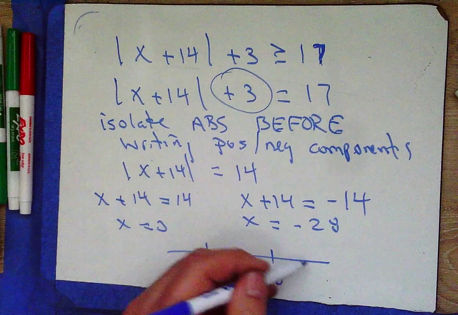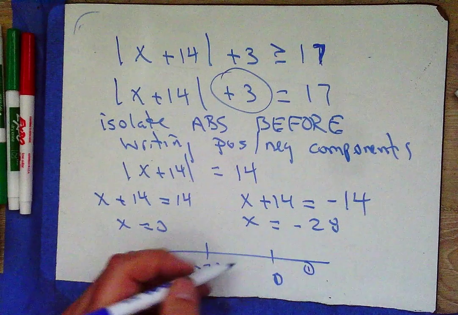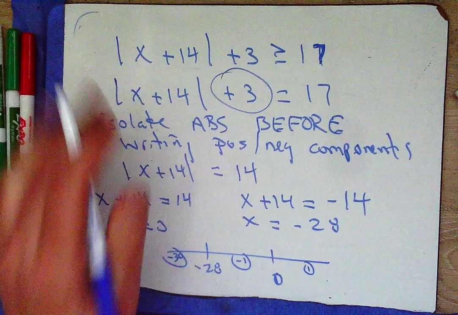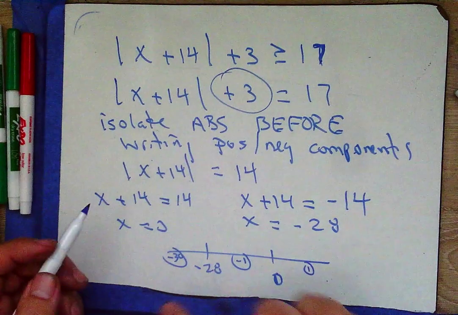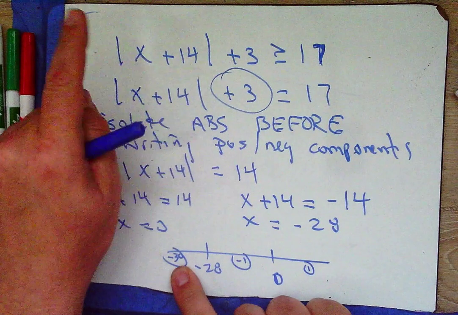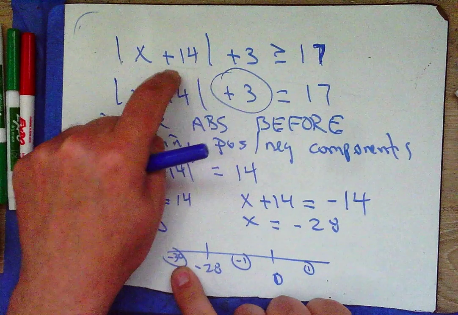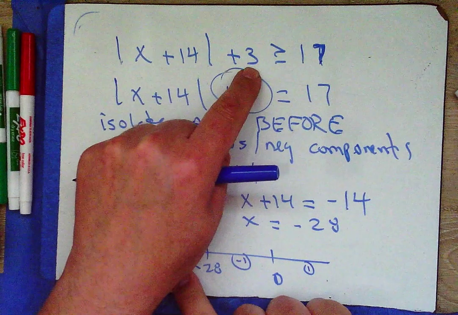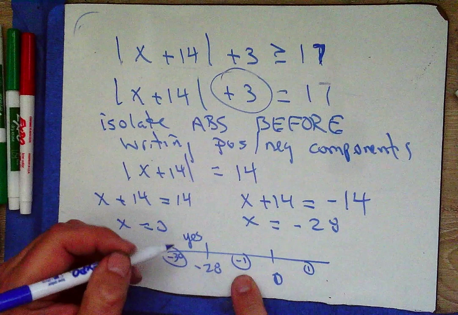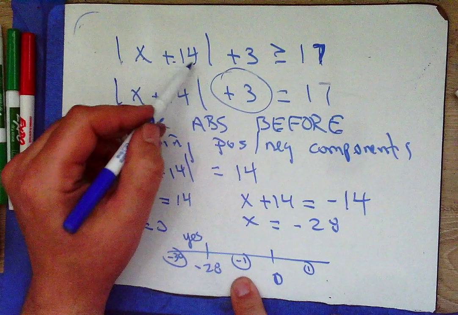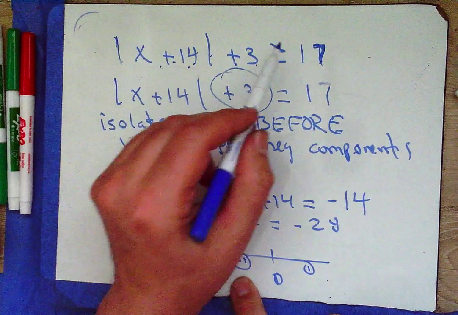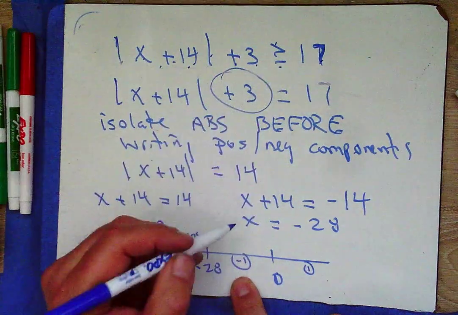Let's take some test values from these 3 intervals of 1, -1, and -30, and plug them into our original inequality. Okay, if I plug in a -30, -30 plus 14 is -16. The absolute value of -16 is 16. 16 plus 3 is 19. Is that greater than or equal to 17? Yes. If I plug in a -1, -1 plus 14 is 13. Absolute value of 13 is 13, plus 3 is 16. Is that greater than or equal to 17?